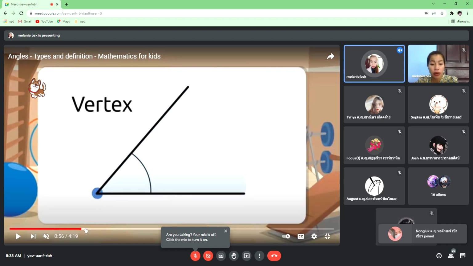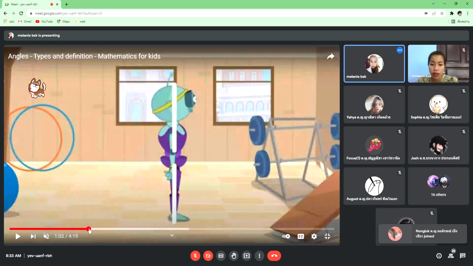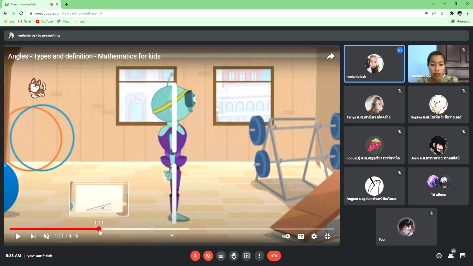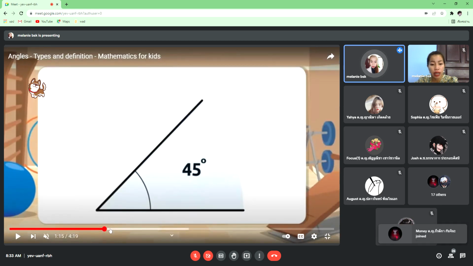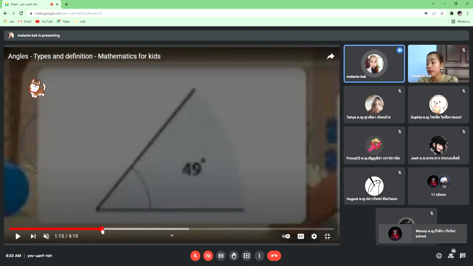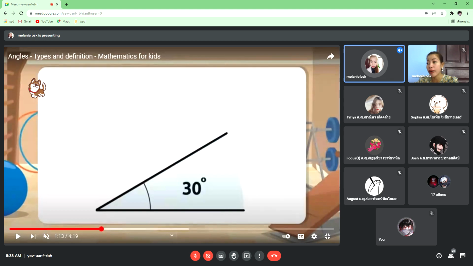Now we're going to move on, children. There are 5 types of angles, but we're just going to have 3 types: the acute angle, the obtuse angle, and the right angle. What is an obtuse angle, children? Anybody? We're going to have a recitation.